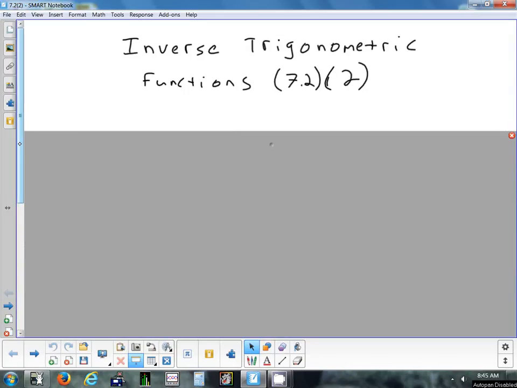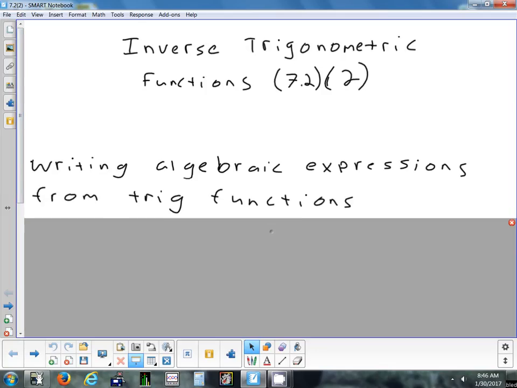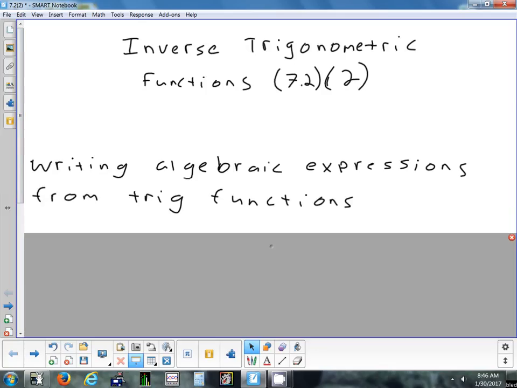All right, so we're going to take a look at the second half of section 7.2. Again, if you're a little fuzzy on the first part, that's why I went over it, but you don't really need to know it in detail to do this part at all. All right, so the goal, at least for the first part of the section, is to take something that's written as trig and convert it to just algebra.